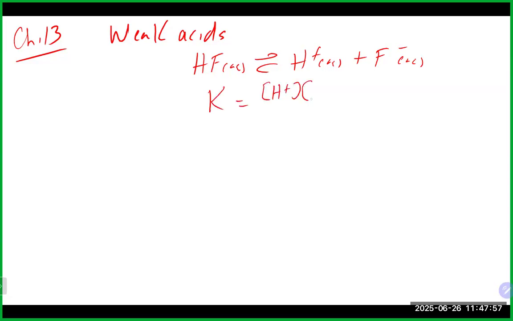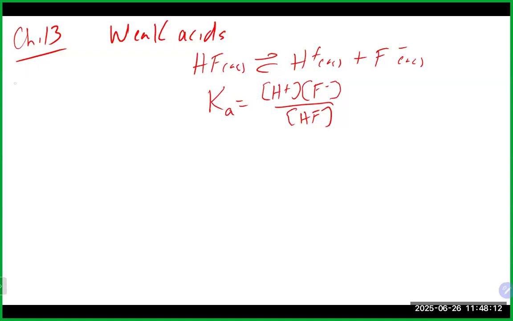So we'll have our products over our reactants. We obviously still do not include water or anything like that. This is what is sometimes referred to as a Ka value. And a Ka value is the ion association for a weak acid.